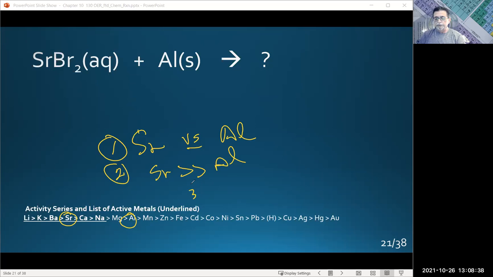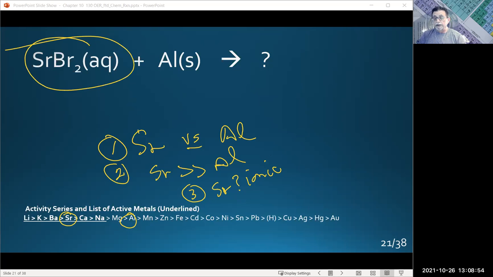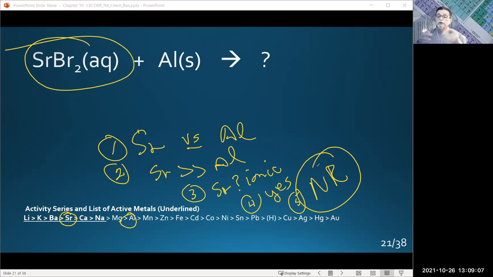Okay. Step number 3. Is strontium, which is the most reactive metal, is it ionic in the equation? And look what we got here. Yes, strontium is in ionic form. Okay, therefore you get a yes for that question. Therefore, NR, which means no reaction.